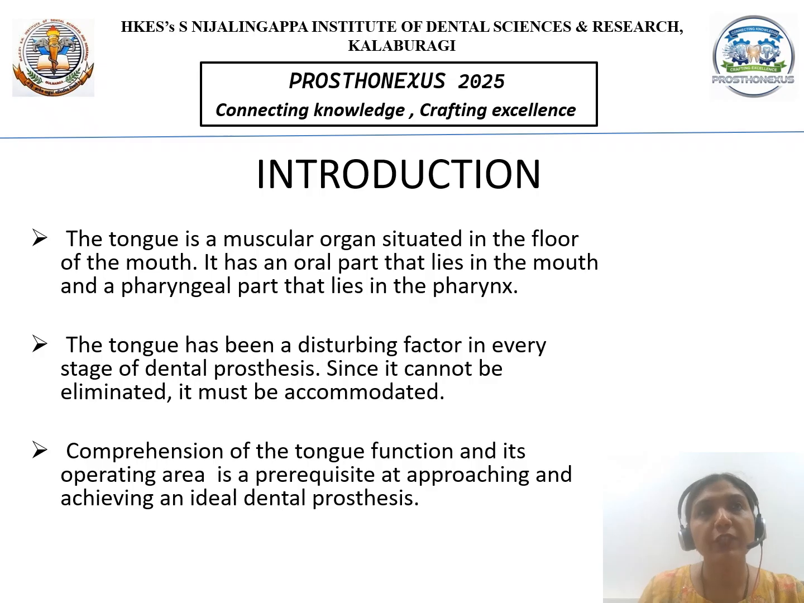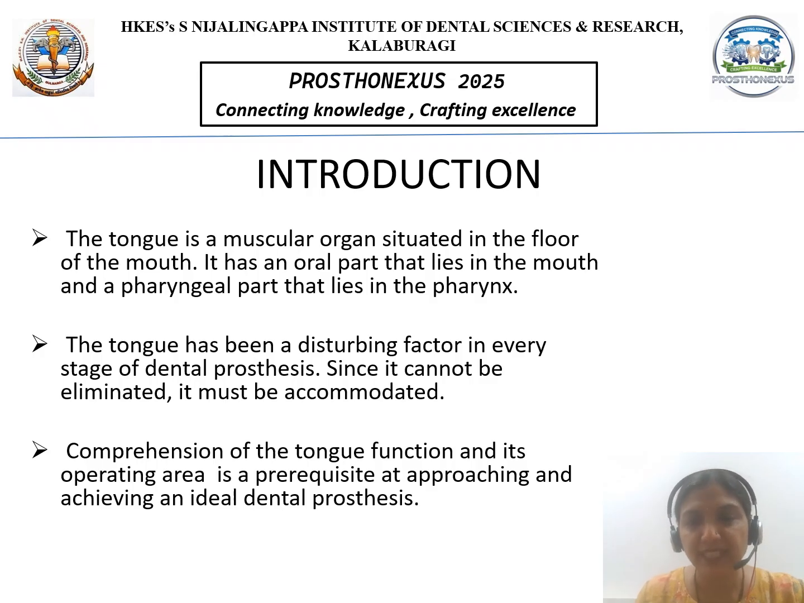Moving on to introduction, the tongue is a muscular organ situated in the floor of the mouth. It has an oral part that lies in the mouth and a pharyngeal part that lies in the pharynx. Tongue has been the disturbing factor in every stage of dental prosthesis. Since it cannot be eliminated, it must be accommodated.